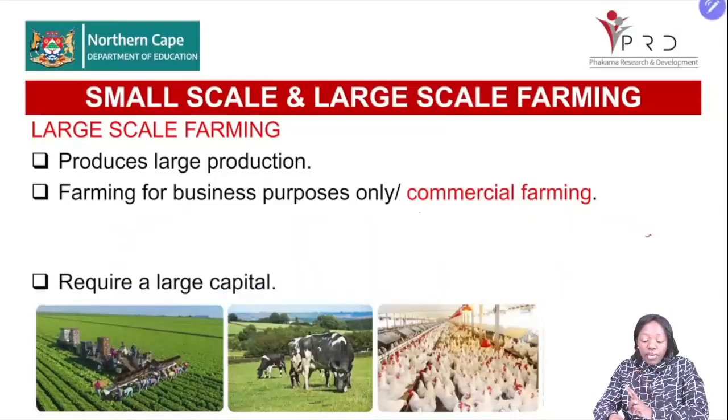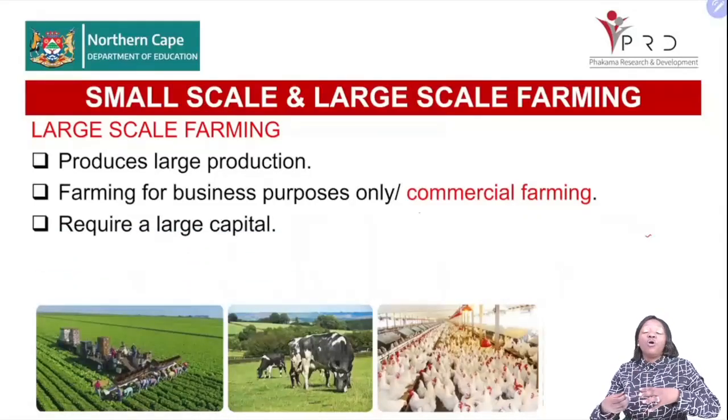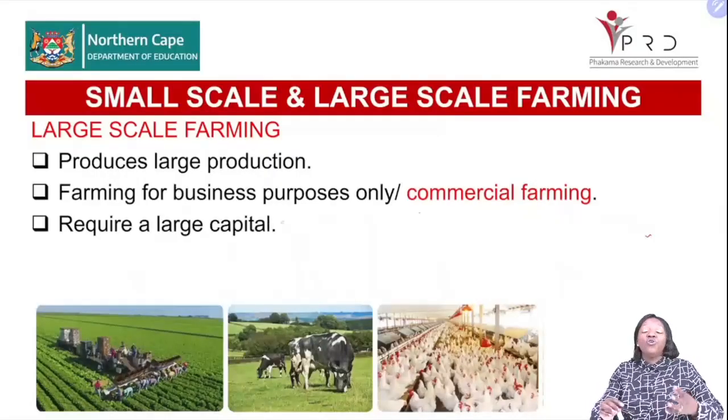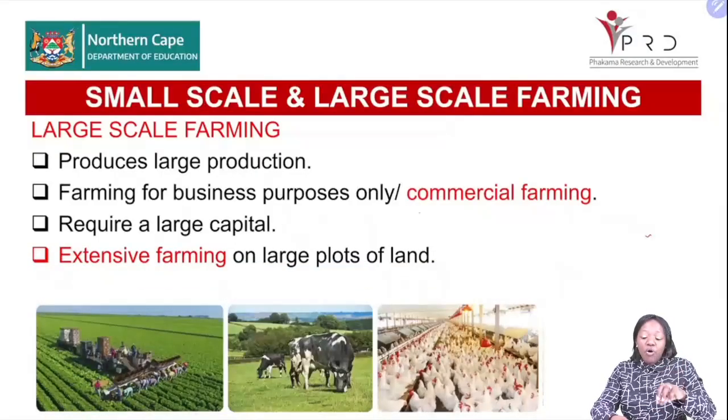Then as we are strictly farming for the business, it also requires a large capital, because this is a business, so you need money to start the business. Hence, you can see there in the pictures. And then also, it's extensive farming on a large plot of land. Again, extensive farming, we're talking about there is less work that has been put in. Why? Because most of the work has been done using machines. So hence you can see in our first picture, there is a machine there that is doing almost everything.